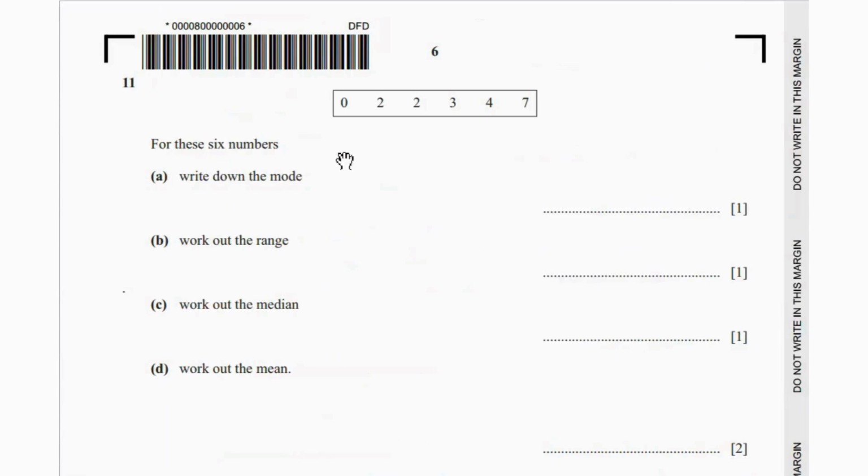Then it says for these 6 numbers, write down the mode. So mode is the number that occurs most frequently, and that's 2, because 2 is occurring twice and everything else is occurring once. So that's the mode. Then for the range, we subtract the minimum from the maximum value. Maximum value is 7, minimum is 0. So range is 7. Median is your middle value.